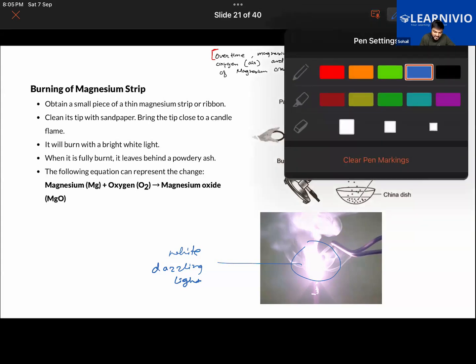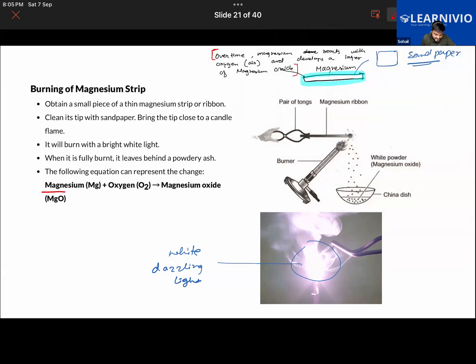So the reaction that has occurred here is magnesium reacted with the oxygen. This magnesium reacted with the oxygen present in the atmosphere, and as a result, magnesium oxide was formed.